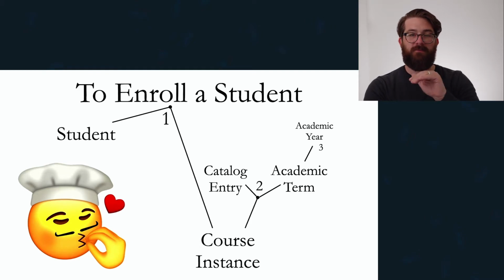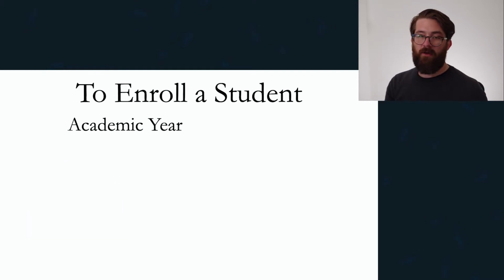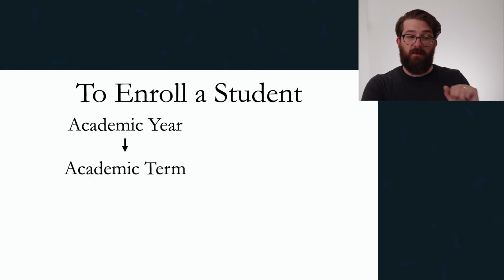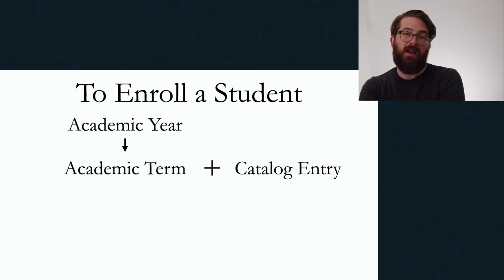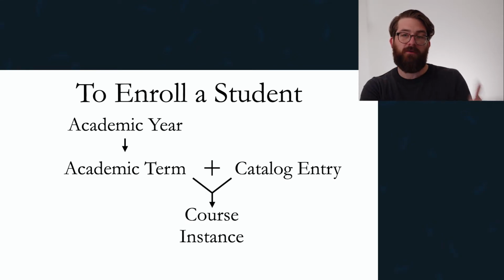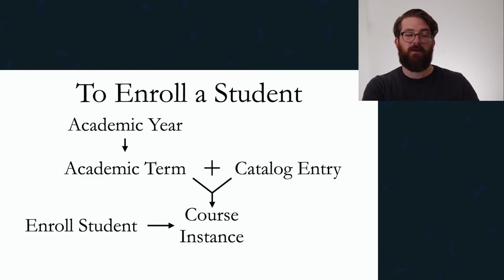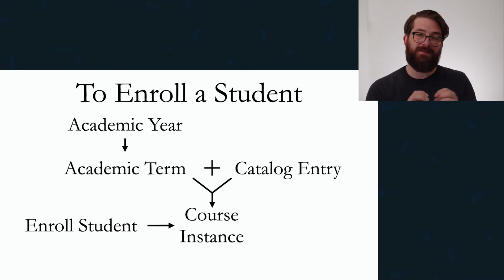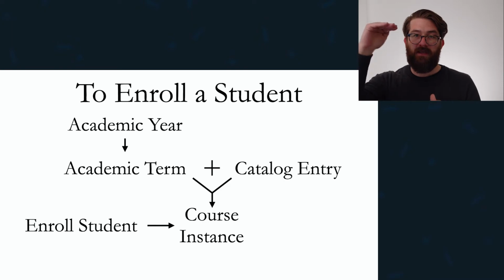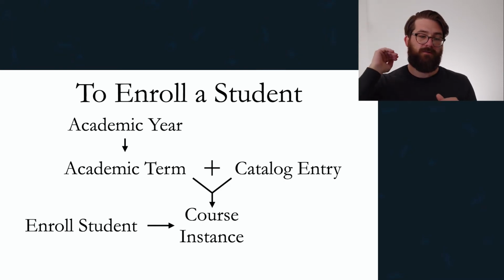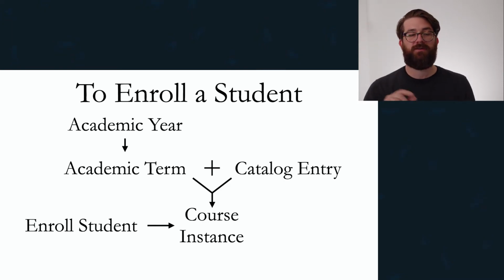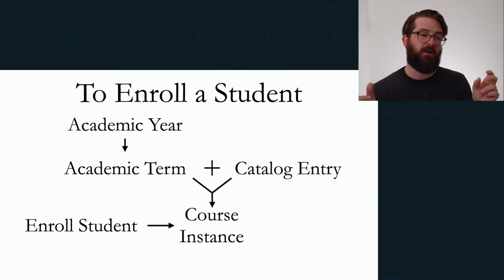Okay, let's think about that from a slightly different angle. We need the academic year so that we can have the academic term. And then we need the catalog entry so that we can create the course instance, so that we can enroll the student in that course instance. So that's really the same thing, but we're just thinking in terms of requirements. We need to have a course instance. The course instance requires the academic term and catalog entry.